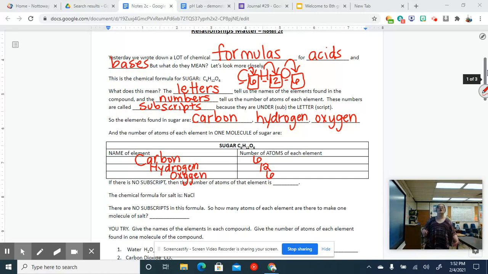If there is no subscript, so like in H2O, there's no subscript here, it's empty. Well, does that mean there's none? Well, of course not. If it meant there was none, it wouldn't be there at all. The fact that it's there with no subscript means 1. So when there's no subscript, the number of atoms in that element is 1. Pause if you need to.